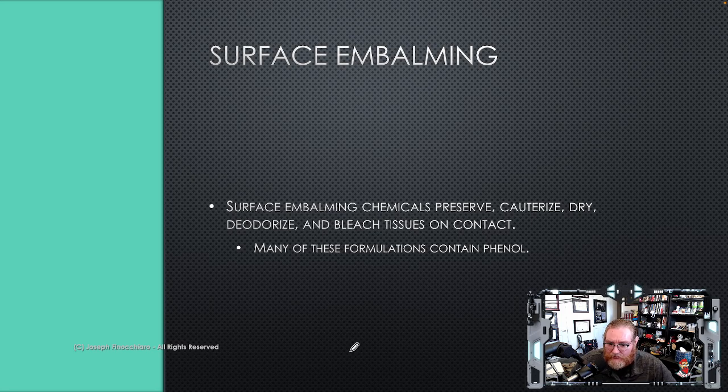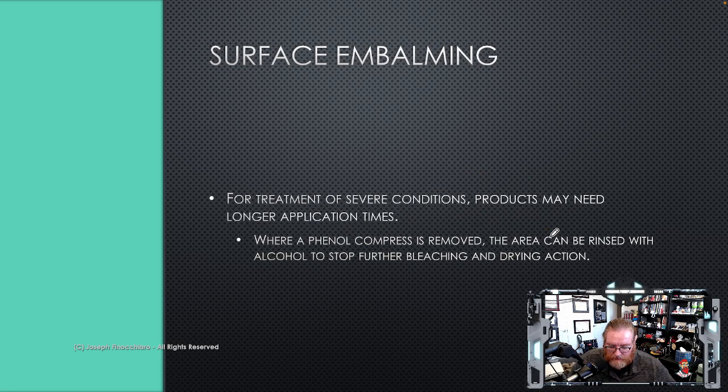Surface embalming chemicals preserve, cauterize, dry, deodorize, and bleach tissues on contact, and many of these formulations contain phenol. You'll remember from Chapter 14, when we talked about cavity embalming, that if you spill cavity fluid onto the body, you want to rinse it off with cold water as quickly as possible because it may discolor the body.